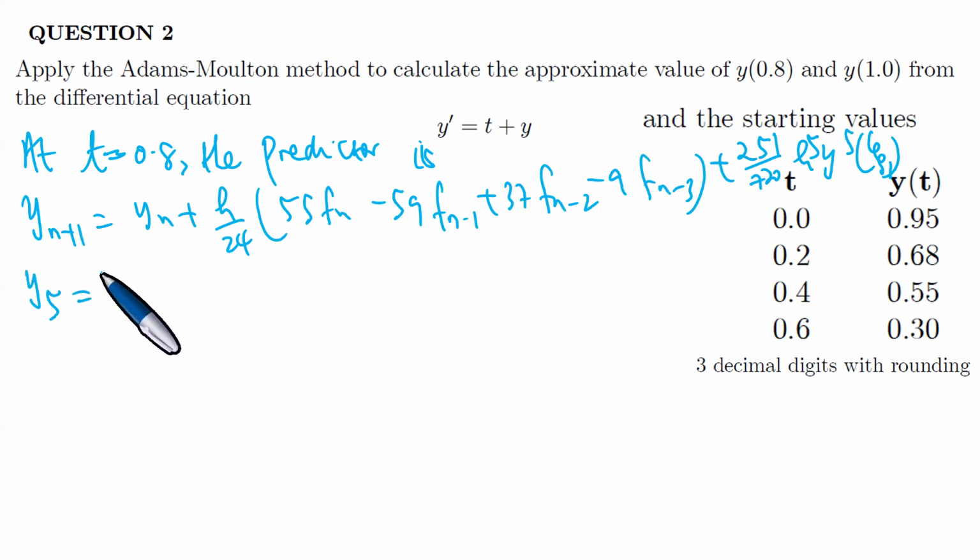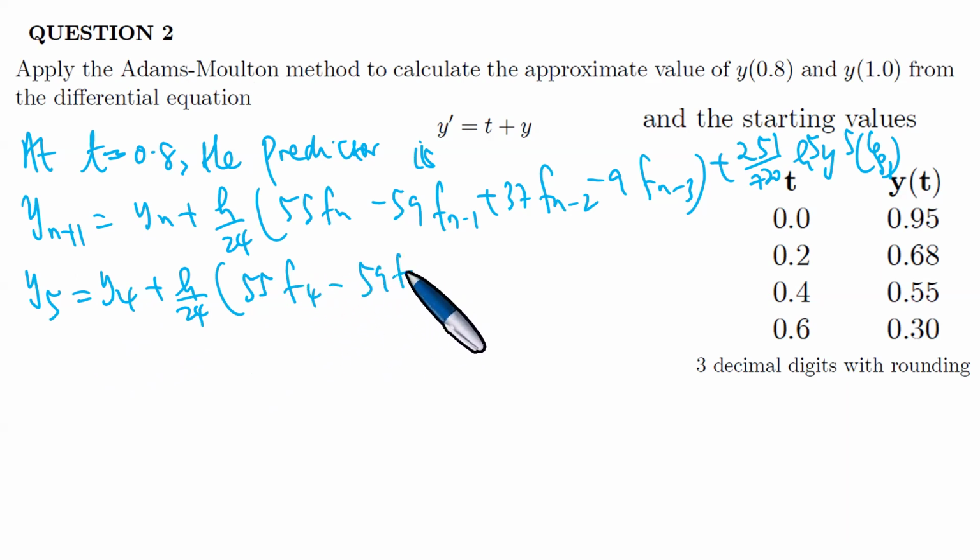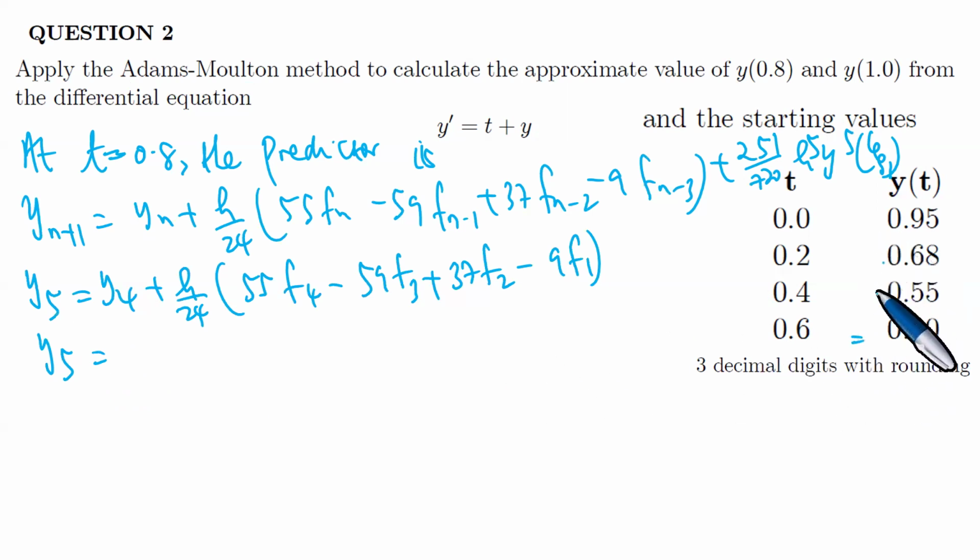So y5 is y4 plus h over 24 times 55 f4 minus 59 f3 plus 37 f2 minus 9 f1. Why do we start from y5? We start from y5 because we already got up to 1, 2, 3, 4 y values. Remember, our y4 is the last one, which is 0.3. Plus h is the difference here, which is 0.2, obtained from 0.4 minus 0.2.